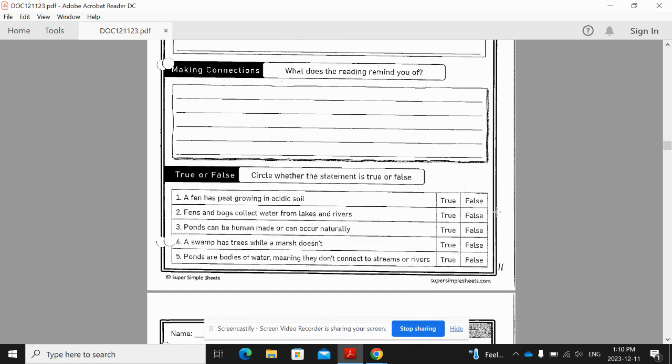Making connections. What does the reading remind you of? So while you were listening, if you thought of anything like, oh, you have visited a wetland before, or you have seen these different types of animals, then you need to share that. And it's all about making connections to what you already knew. So it might have been something that you saw on TV. It might have been something that you heard me talk about before, or that you read in a book.